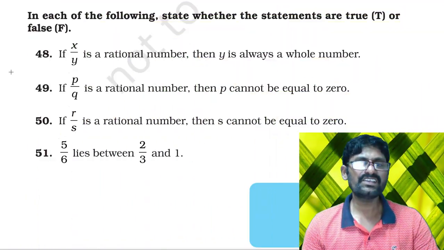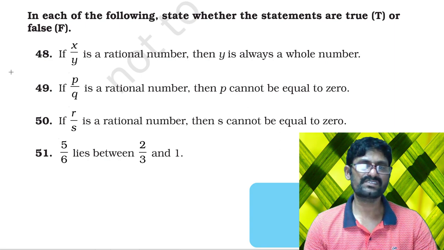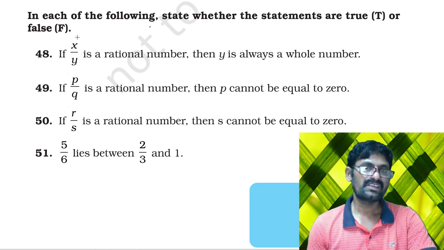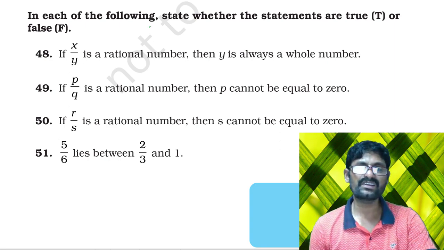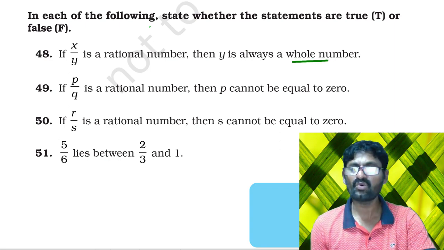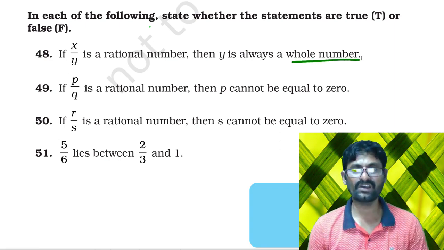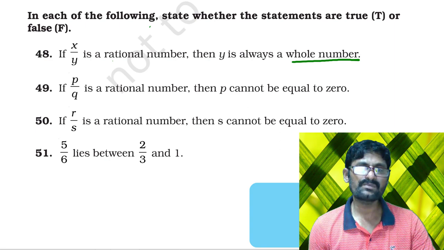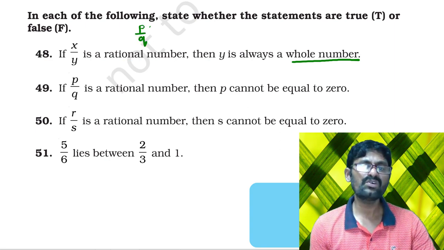Here you can see, in each of the following, state whether the statements are true or false. 48th problem. If x by y is a rational number, then y is always a whole number. That is the problem we have. What is a rational number? A number which can be written in the form of p by q, where p and q are integers.